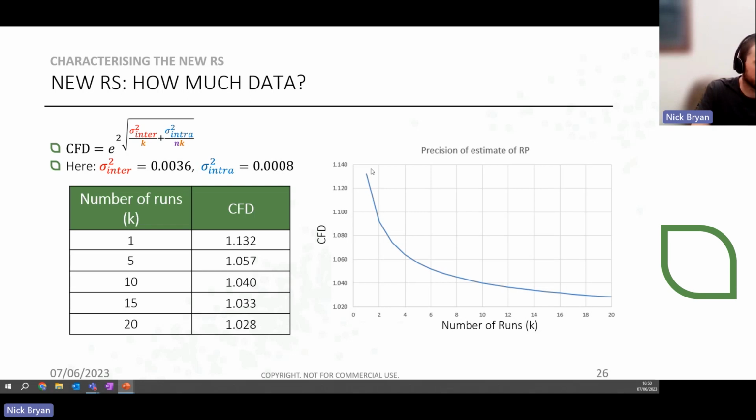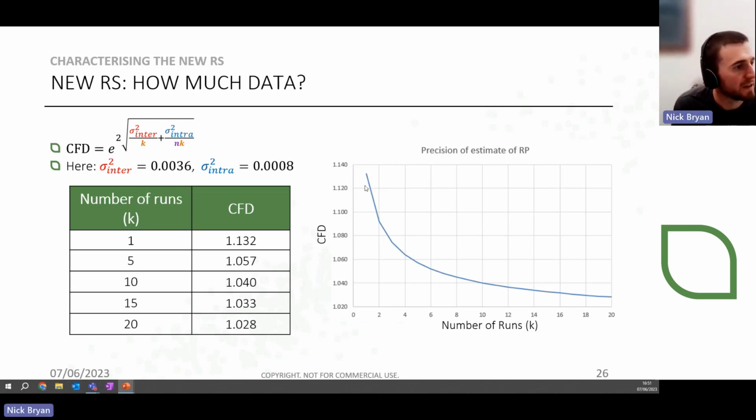We find that the critical fold difference starts to decrease, and it initially decreases very rapidly. And as we've seen previously with the use of replication to improve precision, we do start to see a tailing off of the rate of change. So the more runs we add, the less of a change in our critical fold difference that we see. In other words, we get more incremental changes in our precision as we add more runs.